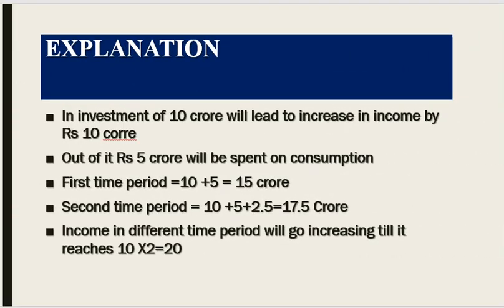So if investment of rupees 10 crore will lead to increase in income by rupees 10 crore, out of which rupees 5 crore will be spent on consumption. First time period 10 plus 5, 15 crore. In the second time period, 10 plus 5 plus 2.5, 17.5 crore. Income in different periods will go on increasing till it reaches 10 into 2, that is 20.